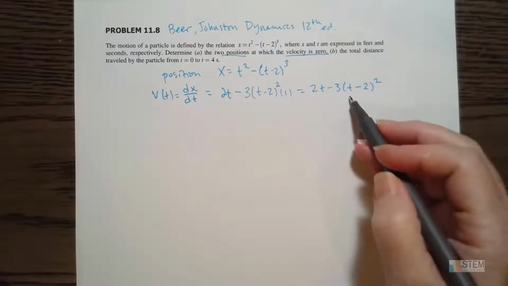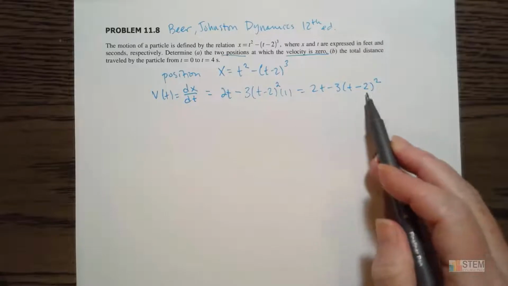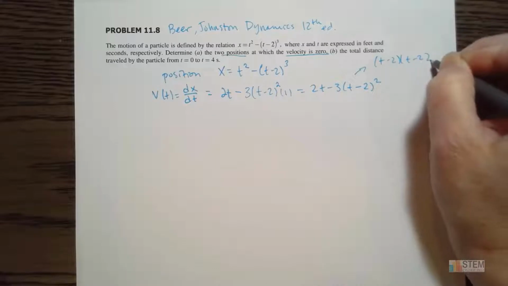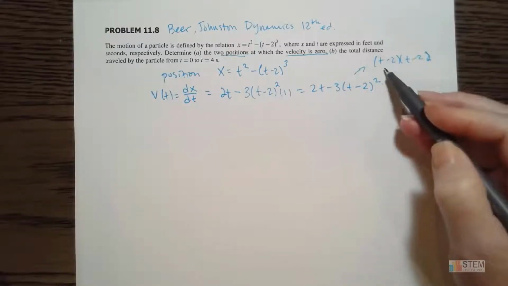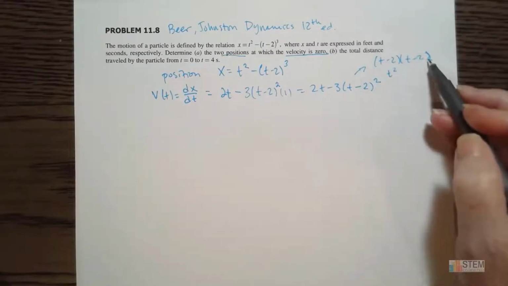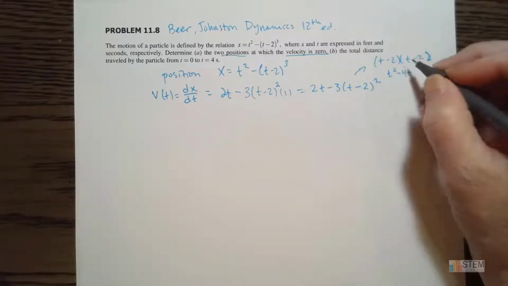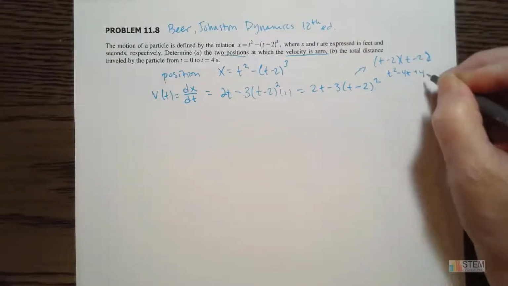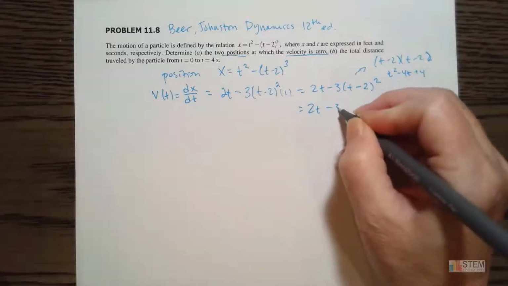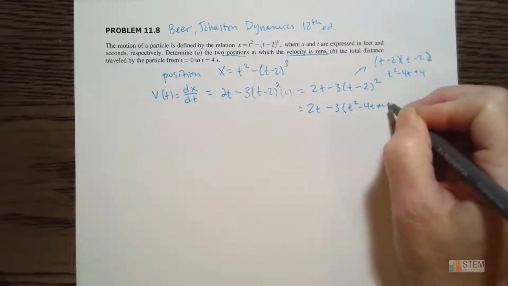All right, and let's expand this out a little bit. So this is squared here, so if we were to expand that out, we know that's going to be t squared, then minus 2t minus 2t, so minus 4t, and then negative 2 times negative 2, so plus 4. All right, so let's write that in here. So we get 2t minus 3 times (t squared minus 4t plus 4).